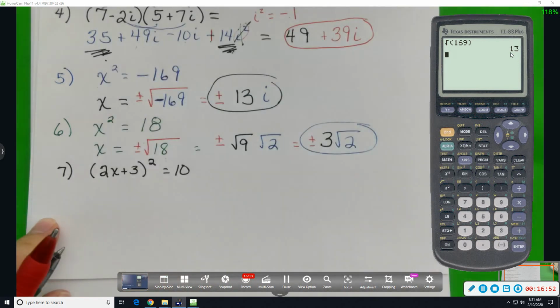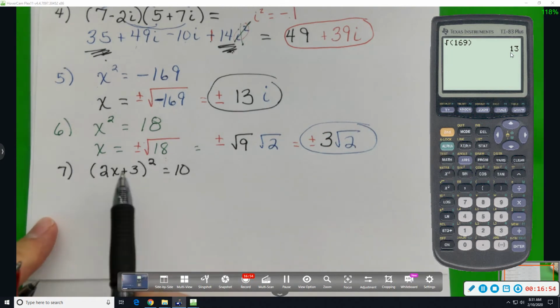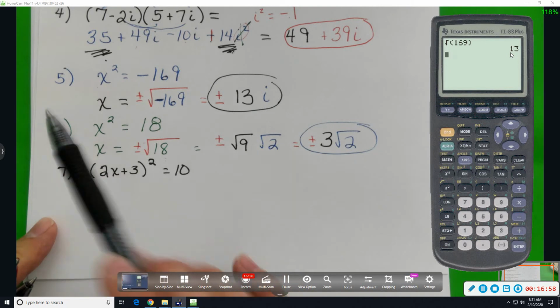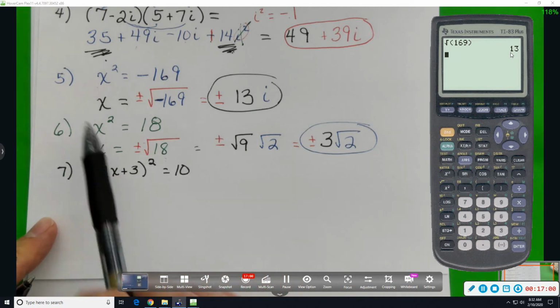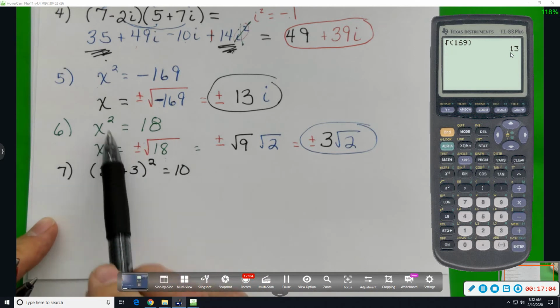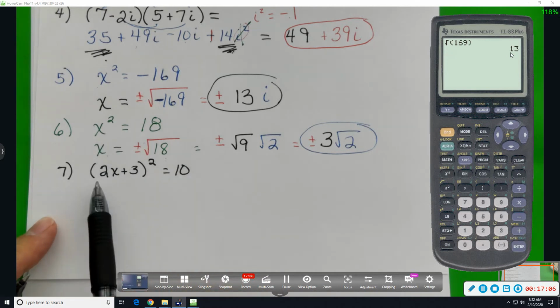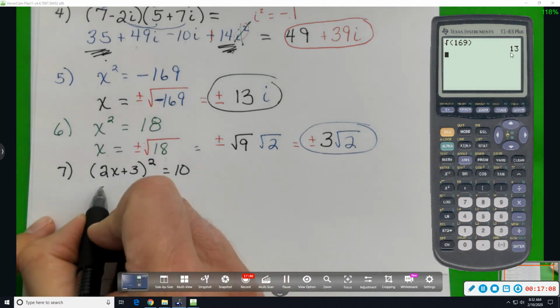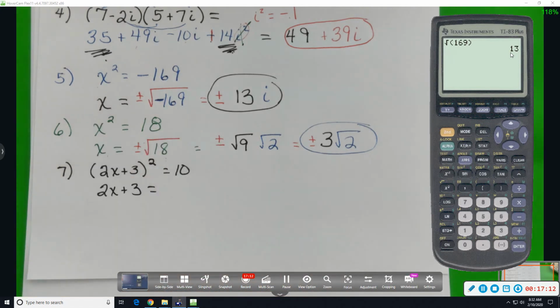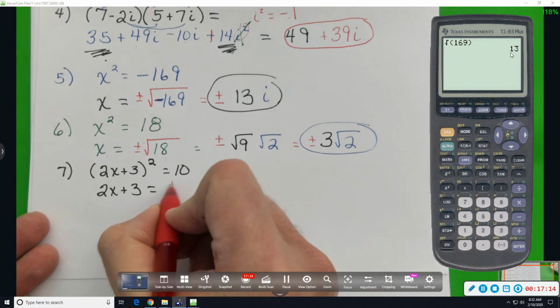Well, even though it looks different from 5 and 6, I think I said from 5 and 10, I meant from 5 and 6, you can still go through and do what we did here, dropping the square on the left, and take the positive and negative square root of the number on the right.